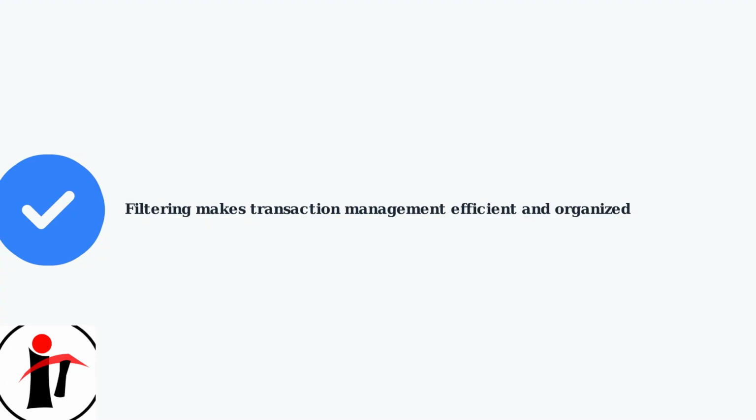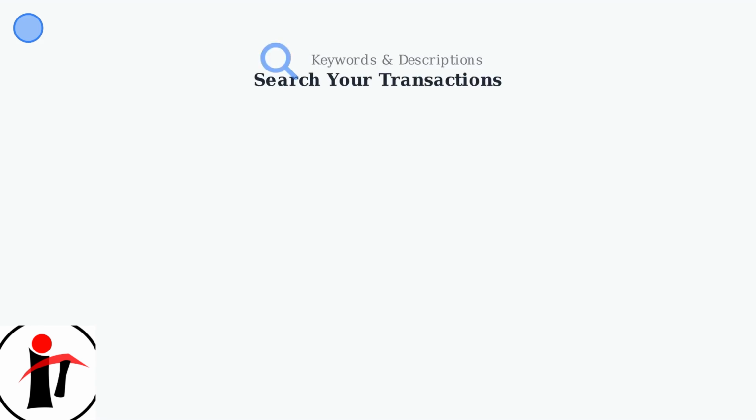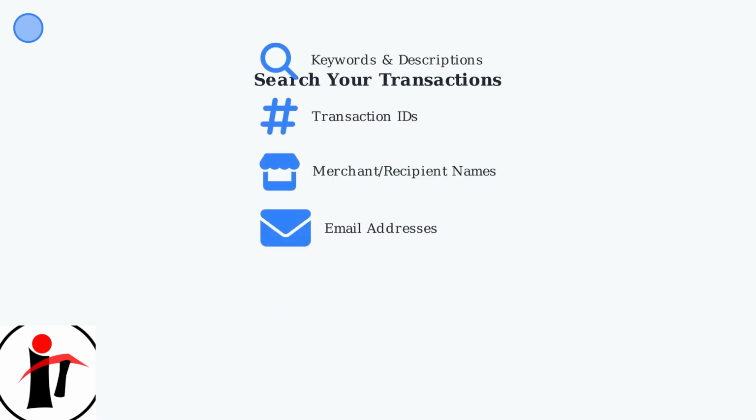The combination of date ranges, transaction types, status filters, and payment methods makes it easy to organize and review your financial activity. PayPal provides powerful search and download capabilities to help you manage your transaction history effectively. You can search for specific transactions using multiple methods.